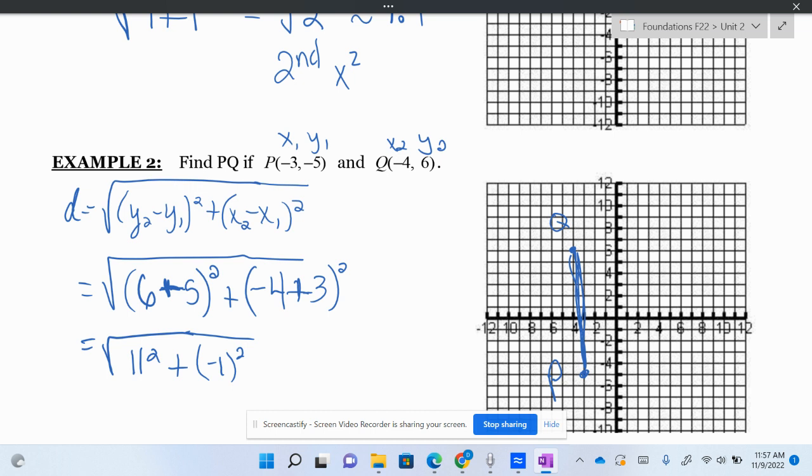Gavin Harper. Why am I putting -1 in a parenthesis but not 11? Am I just like to be difficult? 11's not negative. When I raise a negative number to a power, I have to put it in a parenthesis. So someone tell me what 11 squared is plus -1 squared. Sorry, 11 squared plus parenthesis -1 quantity squared.